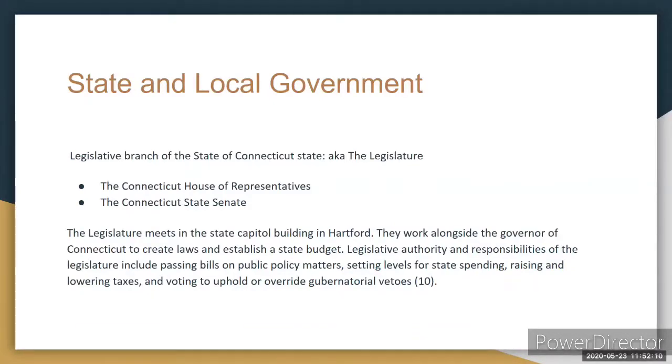They work alongside the governor to create laws and establish state budgets. They have legislative authority and responsibilities that include passing bills on public policy matters, setting levels for state spending, raising and lowering taxes, and voting to uphold or override gubernatorial vetoes. So whether or not they want to veto something that the governor is trying to do.